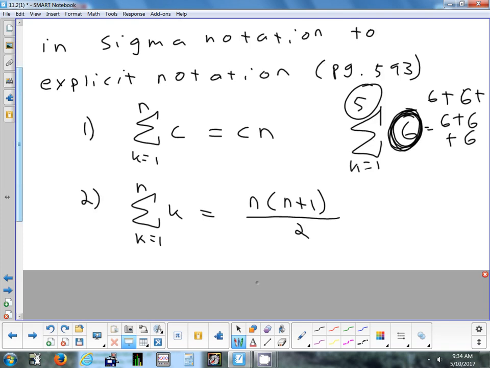The second one is the one I just showed you. This is the formula for adding up the first n integers. So like, if you want to add up the first 5 integers, it'd be 1 plus 2 plus 3 plus 4 plus 5. That's the formula you could use to do it.